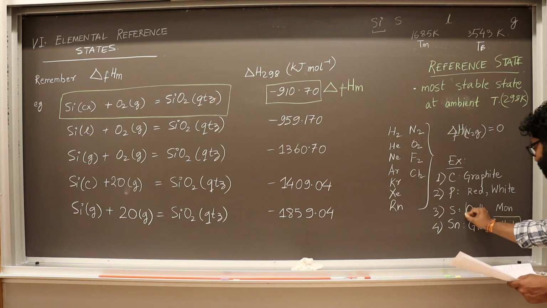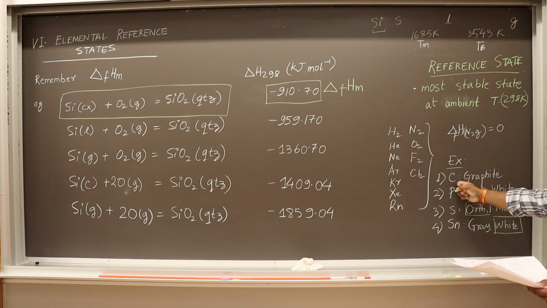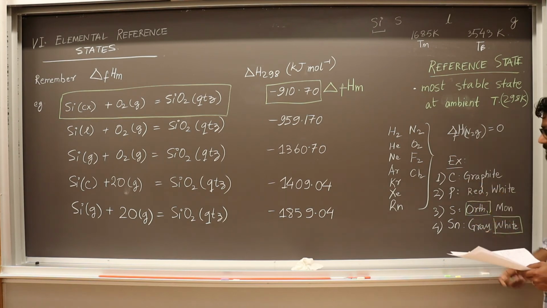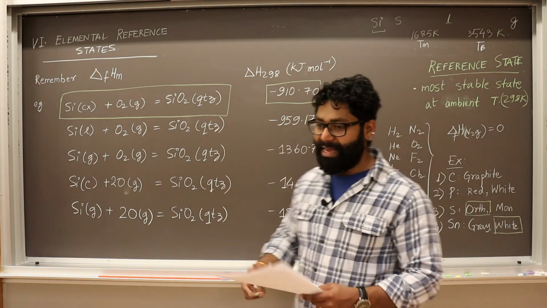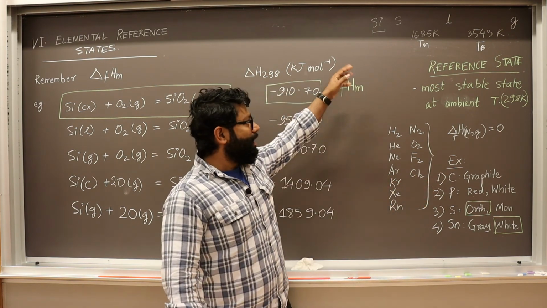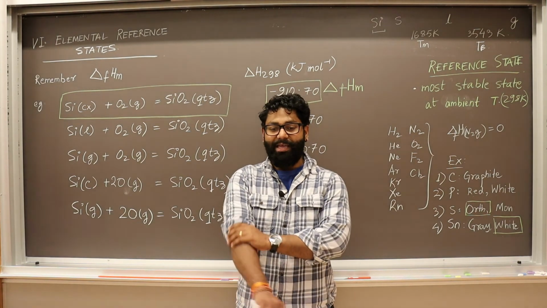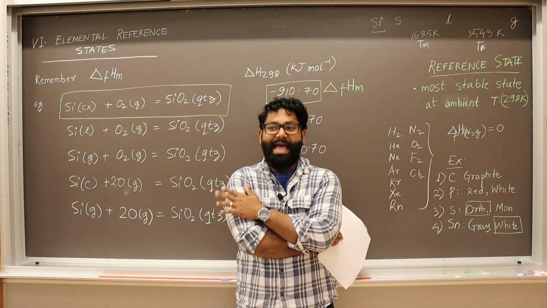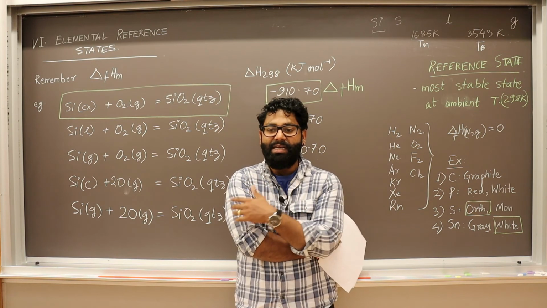For sulfur, it's orthorhombic sulfur. Phosphorus can use both, and carbon is graphite. Okay. So there are certain other additional things we'll be discussing in a little more detail, in which there are certain metals that can exist in different states even if they are in the solid state.